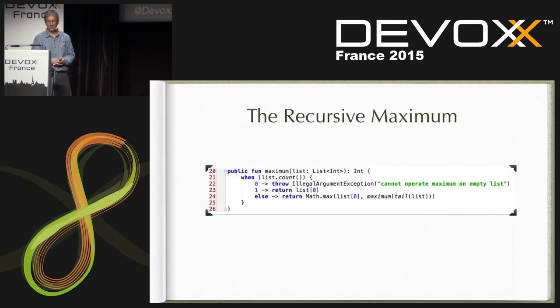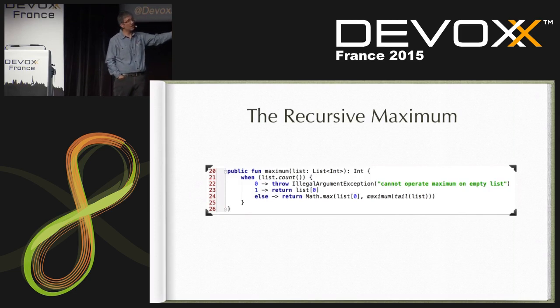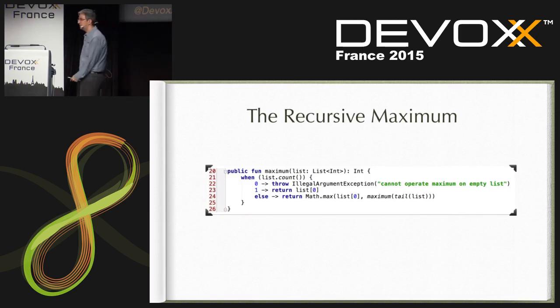Here's an example of a recursive maximum. It's very simple. I have a list of items. If it's 0, I cannot operate on it. If it's 1, I return the first one. If not, I return max. Now that is expensive, like all recursions can be expensive. We want to avoid recursion. What is that? That is the initial value. It's the first value. Okay?